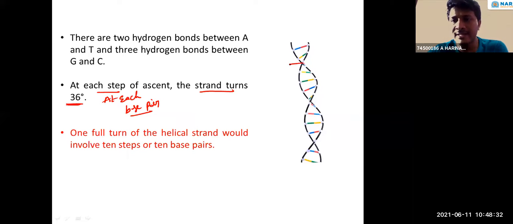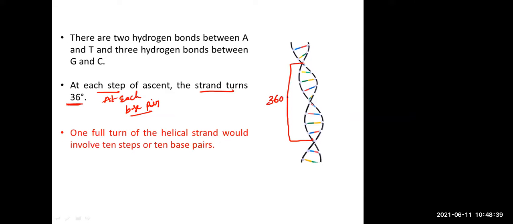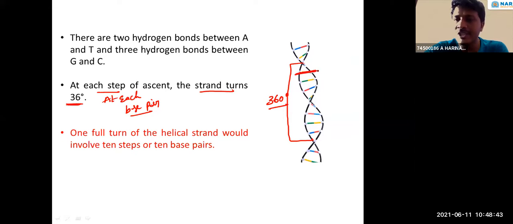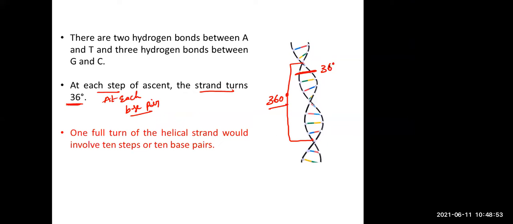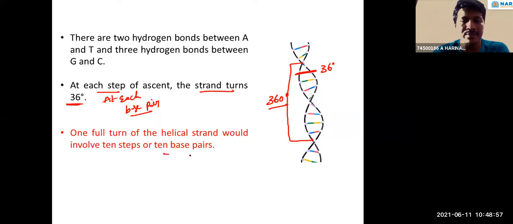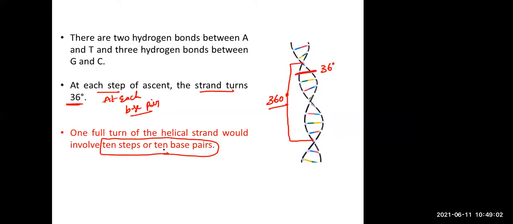So the entire helix. This is one helix, right? So how many degrees does the total helix turn? 360 degrees. One base pair turns 36 degrees. The entire helix, or pitch, turns 360 degrees, right? One full turn consists of how many base pairs? 10 base pairs.